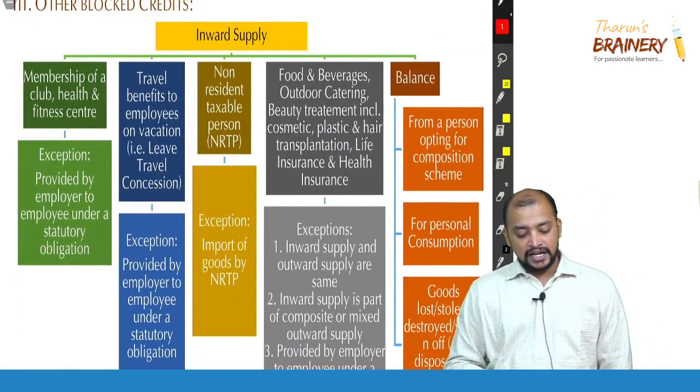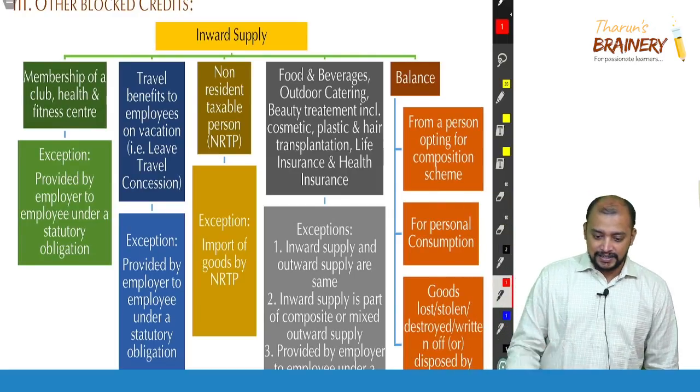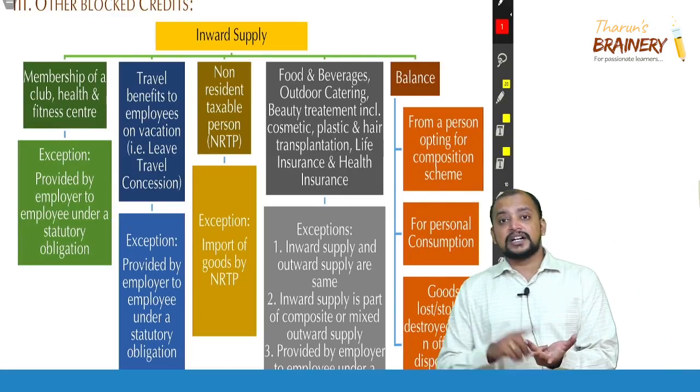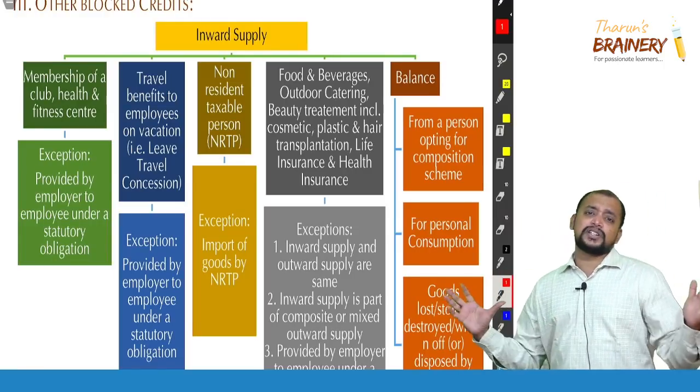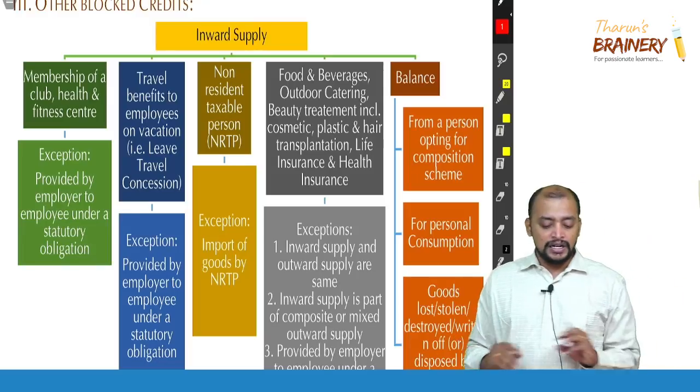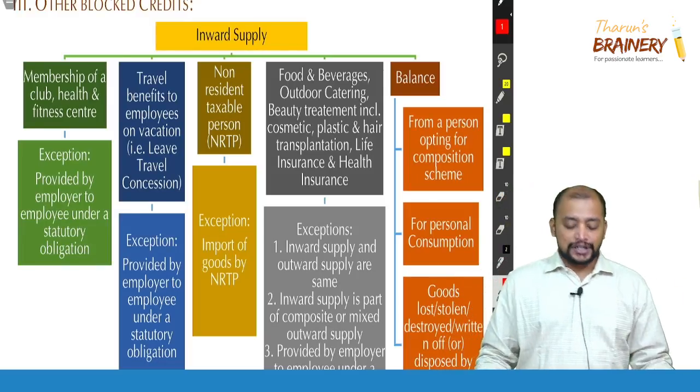Now we are discussing other blocked credits. So first motor vehicle related, second construction related, third other blocked credits. That's it. So I have just minimized it to a greater extent. So now what are these other blocked credits?